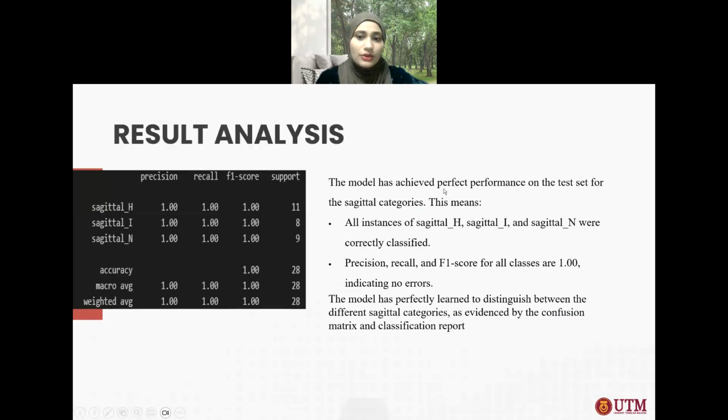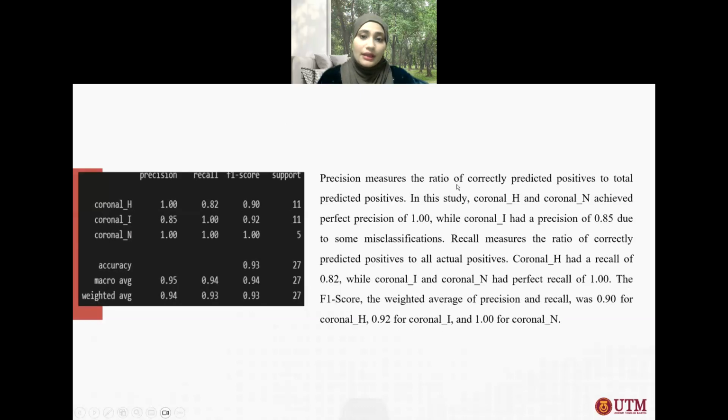Then goes for the sagittal. Sagittal also shows all instances of sagittal hemorrhagic, ischemic, and normal were classified correctly, which is 100%, and the precision, everything is 100%, indicating no errors. The model has perfectly learned to distinguish between the different sagittal categories, as evidenced by the confusion matrix and classification report, which I have shown just now.